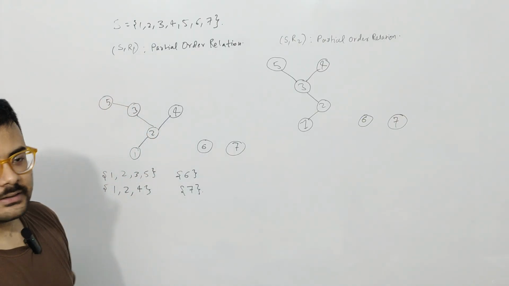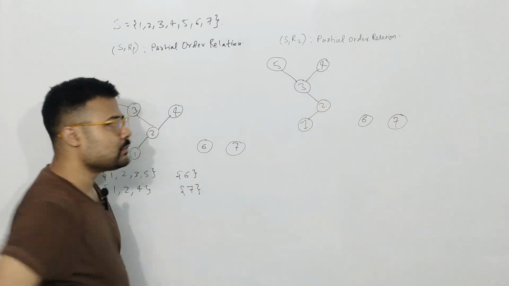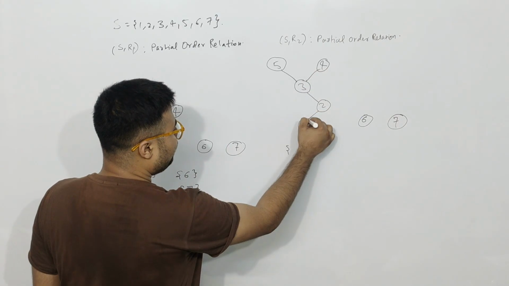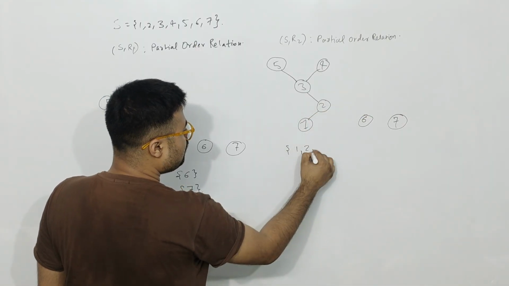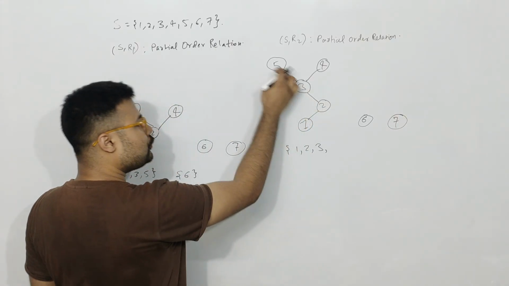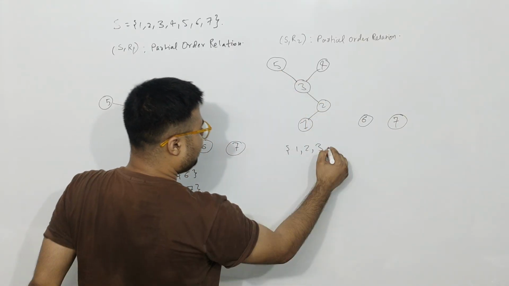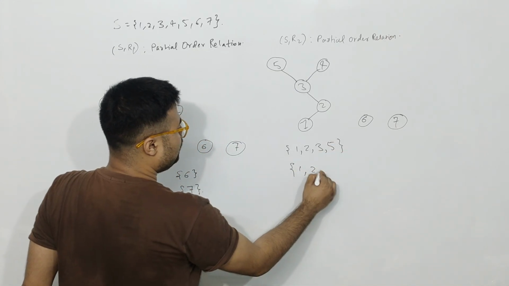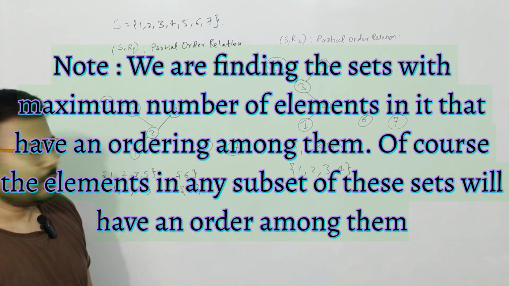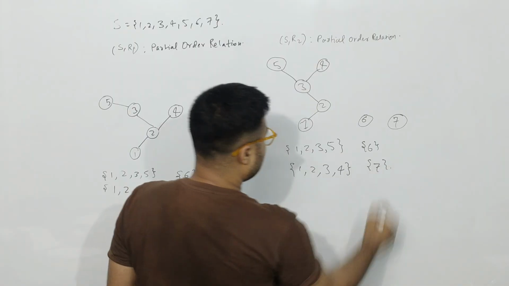Then what are the elements that have an ordering among them? Now if you see, 3 and 4 are comparable, so they will be in one set, no doubt about it. But now your sets will be 1, 2, 3, but from 3 there are two ways. From 3 there is a divergence, so you can have 5 here, and 1, 2, 3 and 4, and then 6 and 7.